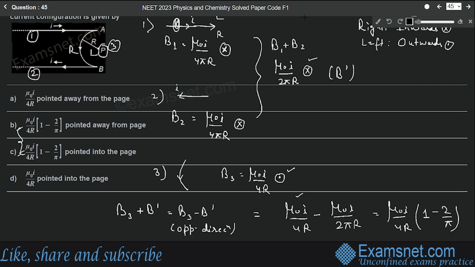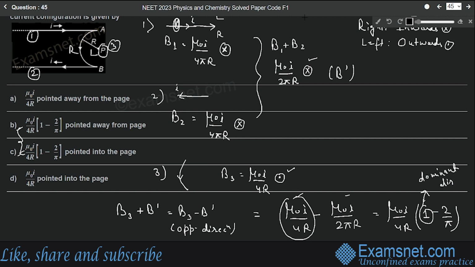Now what is the direction? So inside the bracket we have 1 and 2 by pi. 1 is part of this one, semicircular part, whereas 2 by pi is part of the straight parts. Okay. So the first one will be dominant in direction. Okay. We'll have the dominant direction.